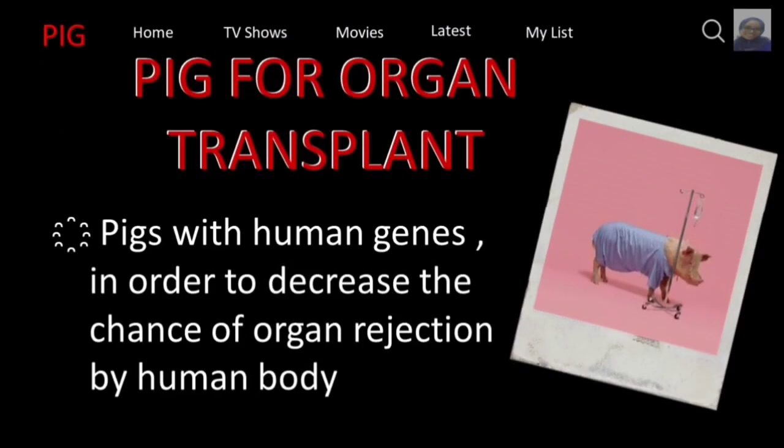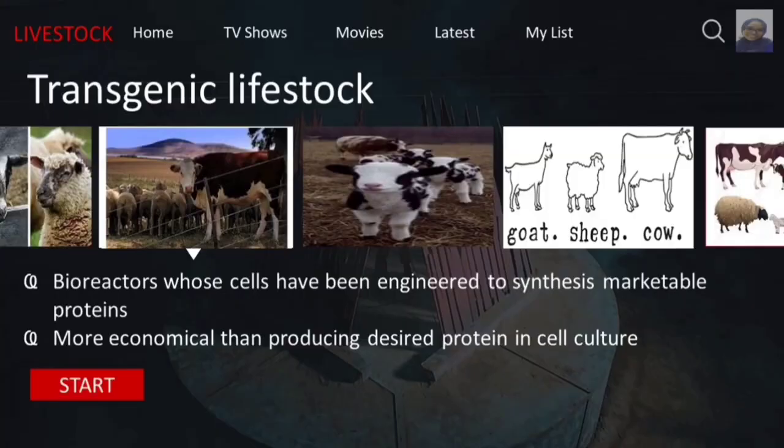Then, we have pig for organ transplant. It is inserted with human genes, so it will decrease the chance of organ rejection by the human body. The last one, we have livestock. They are bioreactors whose cells have been engineered to synthesize marketable proteins. They are more economical than producing the desired protein in cell culture, compared to fish and pig.